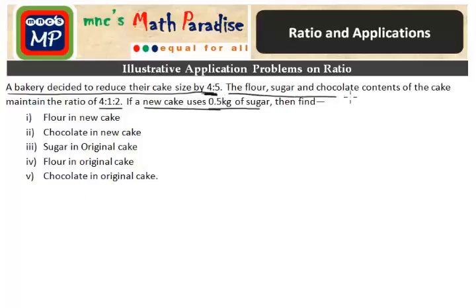First, this part is a three-party distribution problem. That means flour, sugar and chocolate in the cake is at the ratio of 4, 1 and 2, and a new cake. So this information is given for the new cake, and the new cake uses 0.5 kilogram of sugar. That is one quantity is given. So this part of the problem is actually a three-party distribution problem with given ratio where one quantity is given. So we can find other quantities and the total quantities as well.